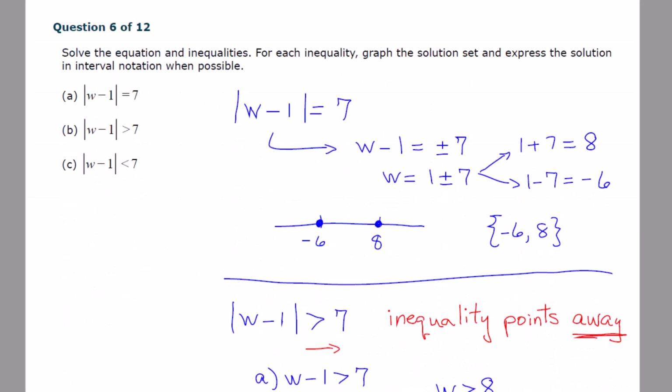All right, question 6. Let's see. Absolute value of w minus 1 equals 7. Okay, I remember when it's equal, I simply grab the inside and I make it equal to plus or minus the number. And so I do that, and then I use the plus, and then I use the minus. And so I get minus 6 and 8.